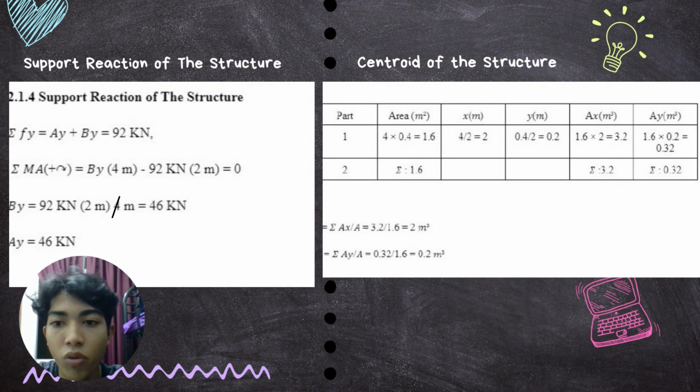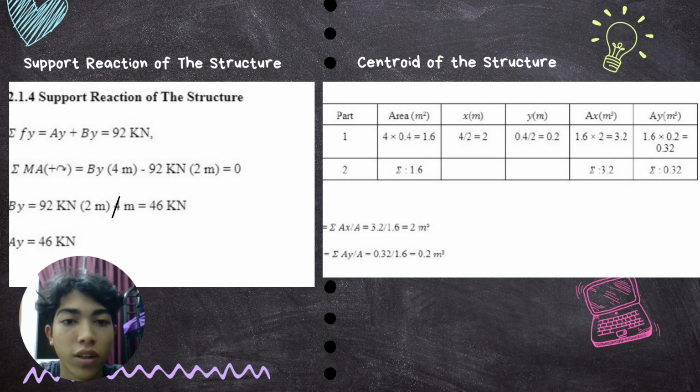For the support reaction of the beam, summation of Fy equals Ay plus By equals 92 kilonewton. Summation of Ma equals By multiply 4 minus 92 multiply 2 equals 0. By equals 92 multiply 2 divide 4 equals 46. So Ay equals 46 kilonewton.